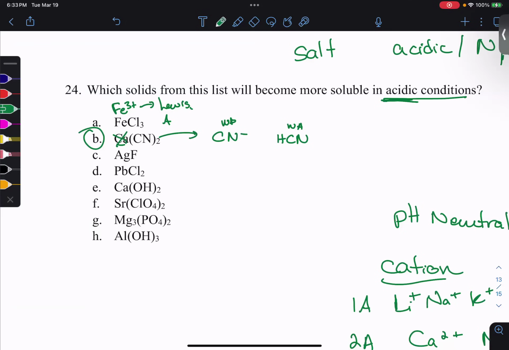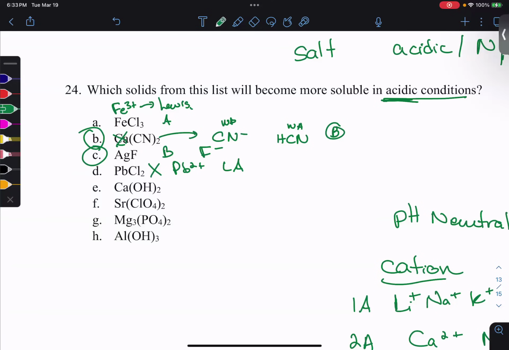All right, AgF, acidic, basic, or neutral? Basic. Why? F minus, so that also is going to be more soluble in acidic conditions. Lead chloride, acidic, basic, or neutral? It's acidic because of lead 2 plus. It's another Lewis acid. So is that going to be affected by adding H plus? It is not. So that one's nope.